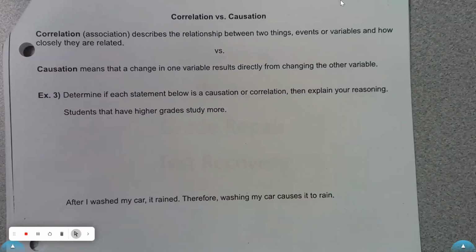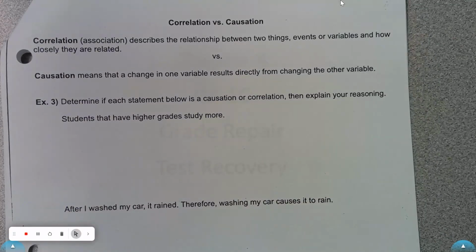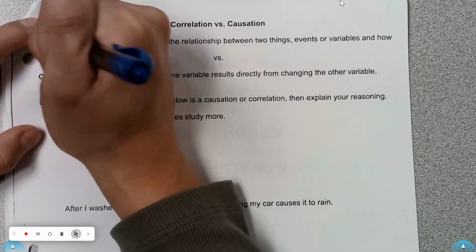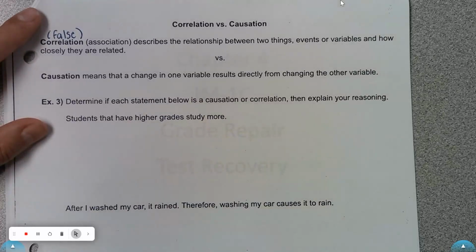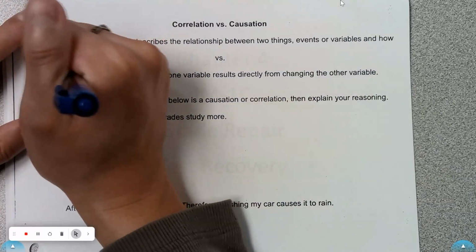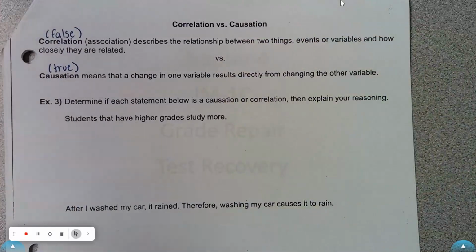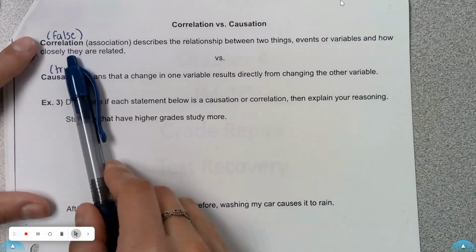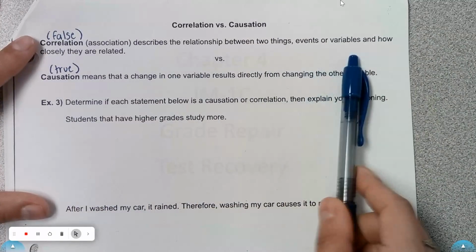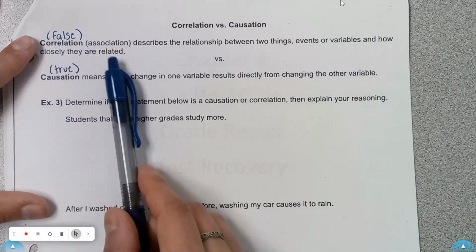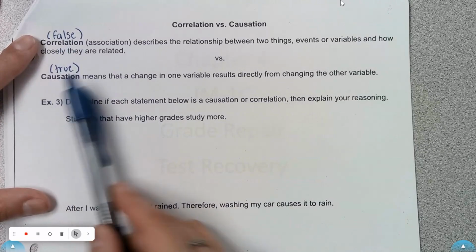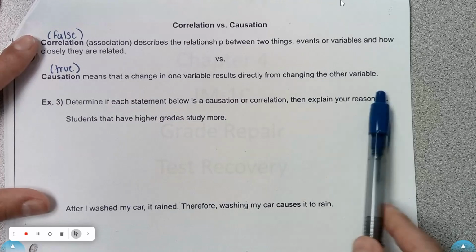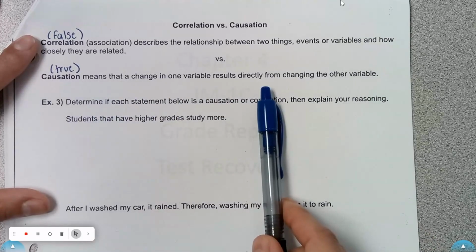Okay, perfect. So here I'm talking about correlation versus causation. For the sake of this lesson, we are going to say that a correlation is a false statement. Okay, just for this lesson, because technically everything is a correlation, and we're going to say causation is a true statement, true sentence. So a correlation describes the relationship between two things, events, or variables, and how closely they are related. Okay, so keep in mind, just for this lesson, a correlation is technically false. Versus a causation, meaning that one change in a variable changes the other. Okay, so one impacts the other.